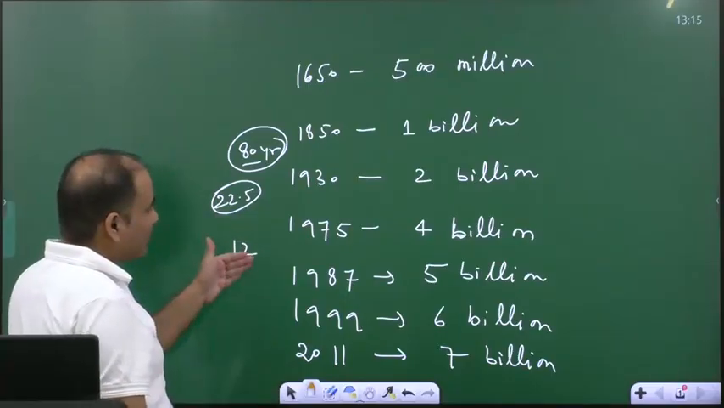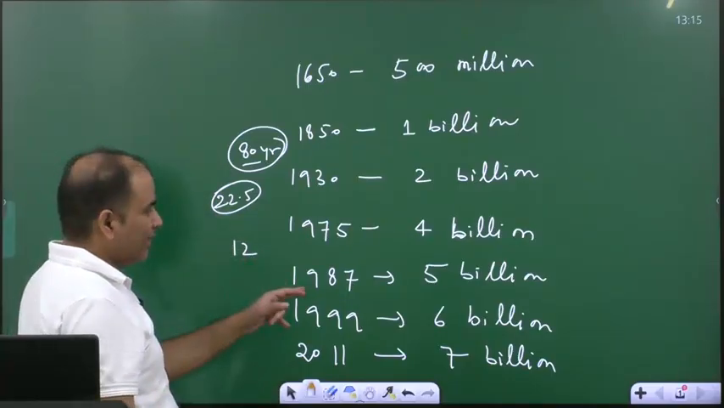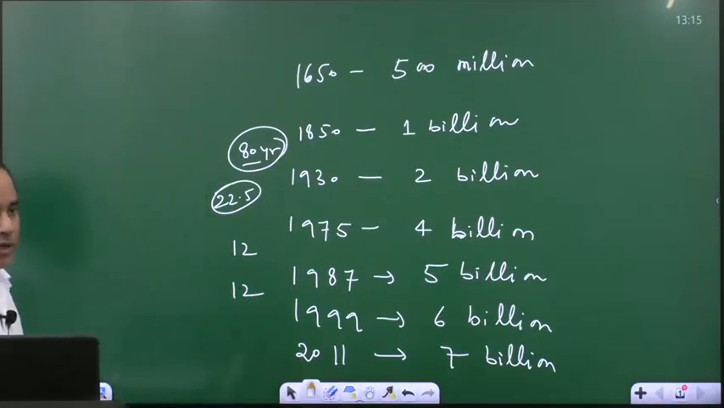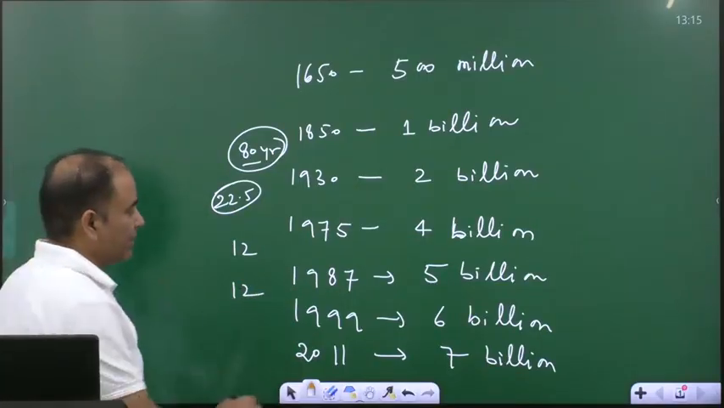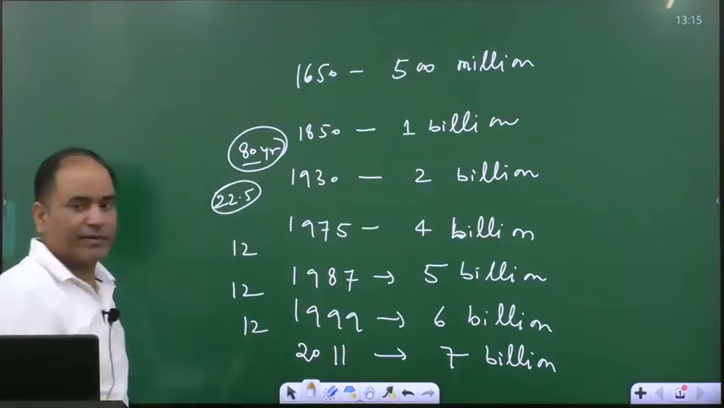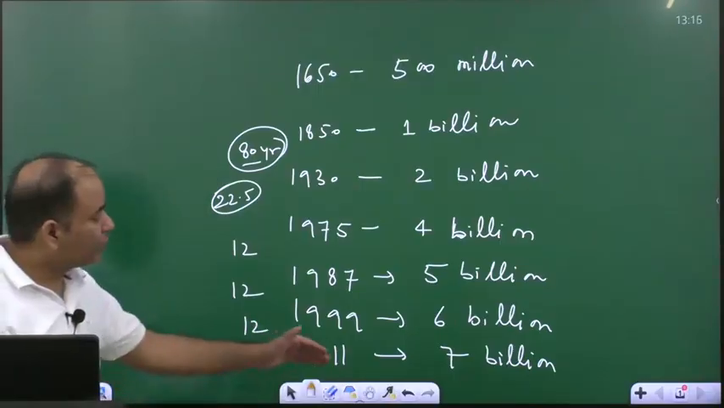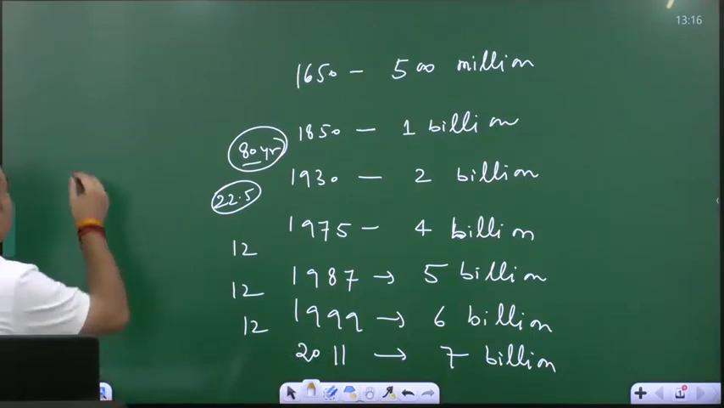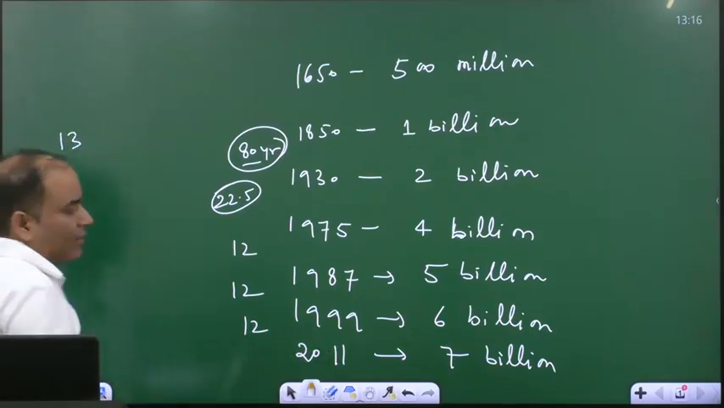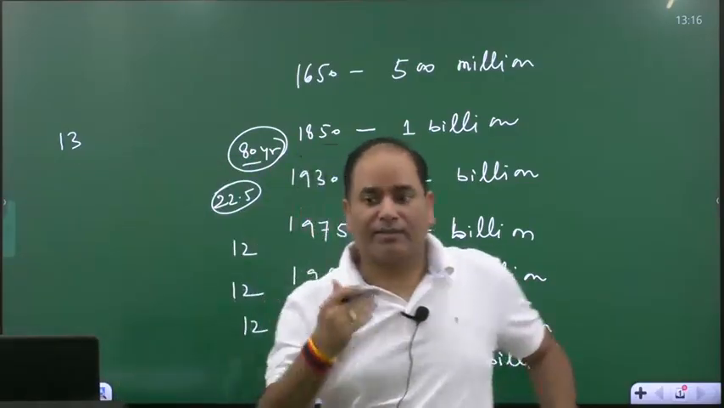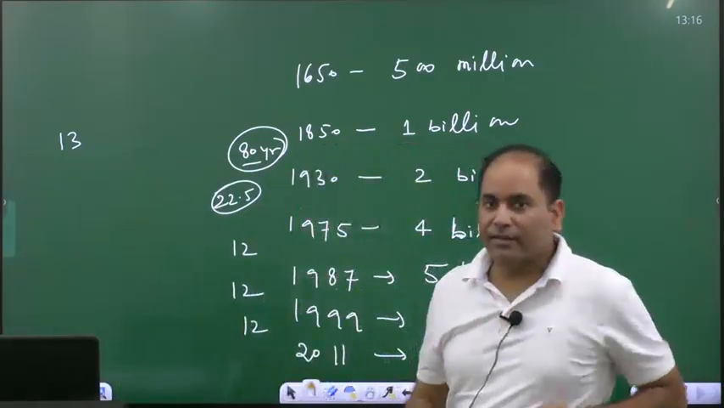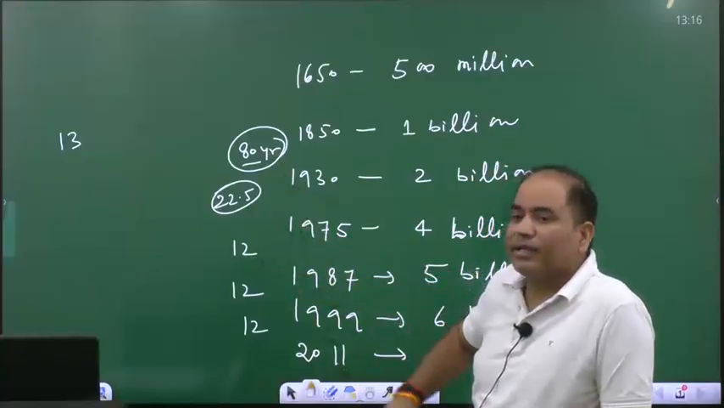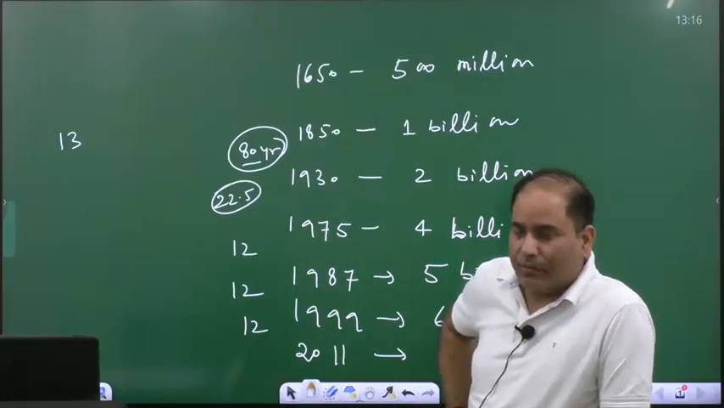So from 22 years to 12 years, we added 1 billion. Then here again it is around 12 years. Here it is 12 years. But now it is 2011 to 2024. What it means is that almost from here we are witnessing a catastrophic increase in the population.